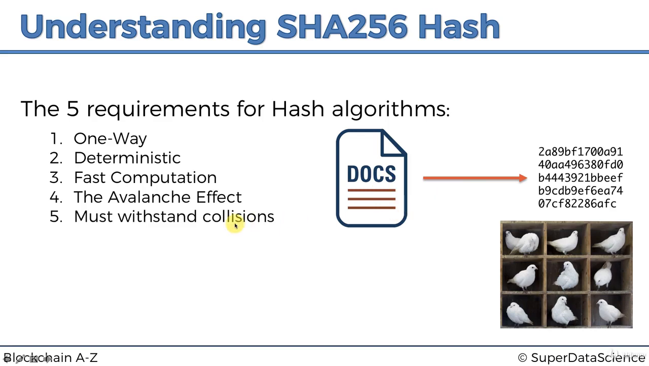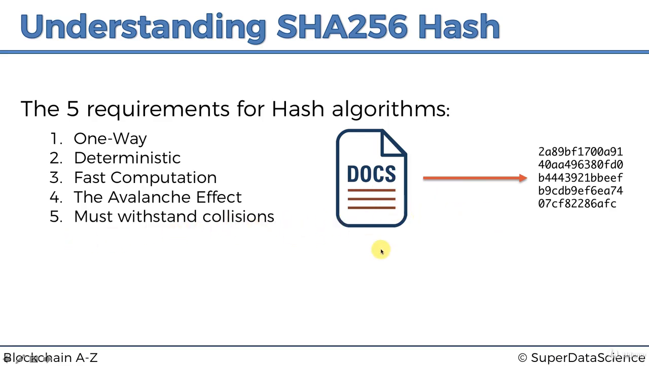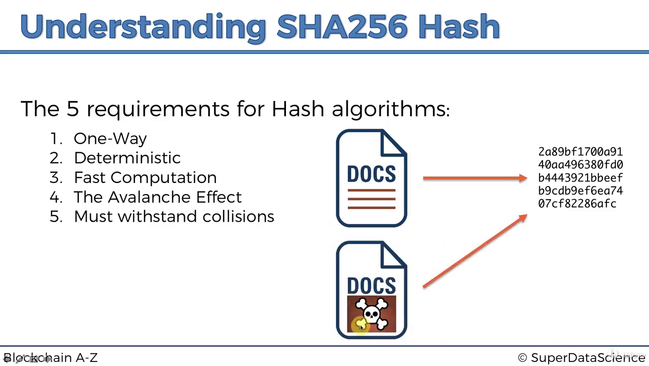But with "must withstand collisions", what that does mean is that the algorithm needs to be able to withstand artificial collisions that, for instance, pirates can create, and that's a problem. If you can find a way to create these collisions, to make 2 different documents purposefully have the same hash, that's a problem, because then you can forge documents.